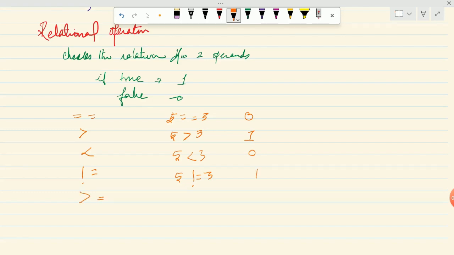Same with greater than or equal to: 5 is greater than or equal to 3, right? It is greater than 3, so it will return 1. Less than or equal to: 5 less than or equal to 3, right? 5 is not less than 3, so it is 0. Okay, so this is the relational operator.